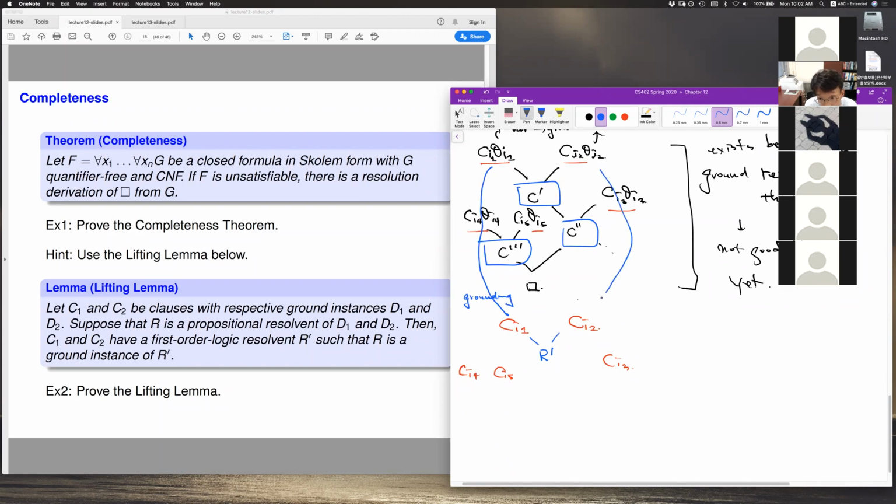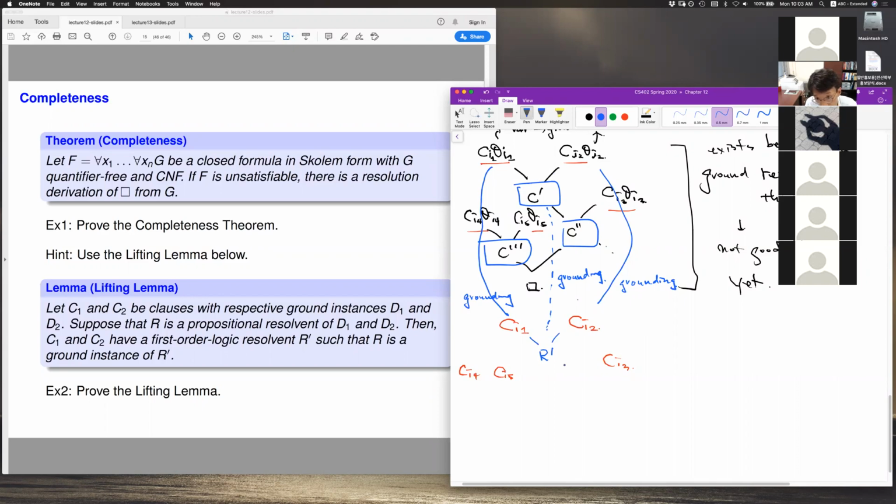These two also satisfy the grounding relationship. But the lemma said if we compute the resolvent to C prime using the grounded clauses, then there is a first order resolvent R prime, in such a way that these two are also in this grounding relationship. And in a sense, this grounding relationship is the only thing that's needed to lift this resolution proof step in the grounded case into the resolution proof step in the first order case.